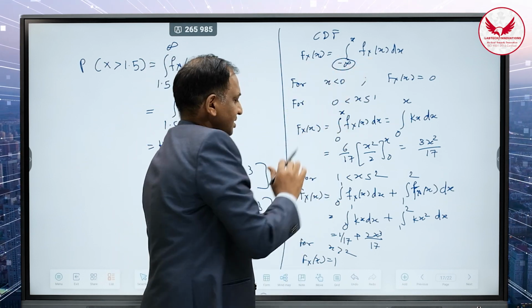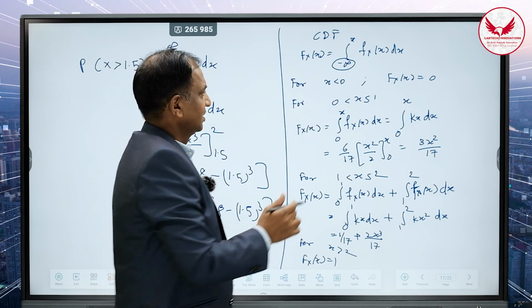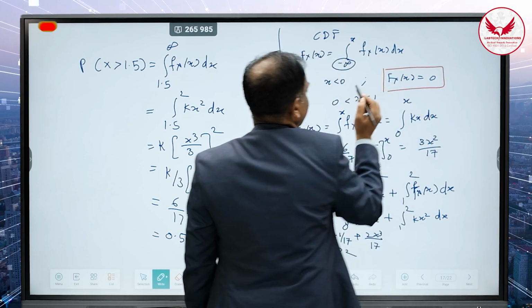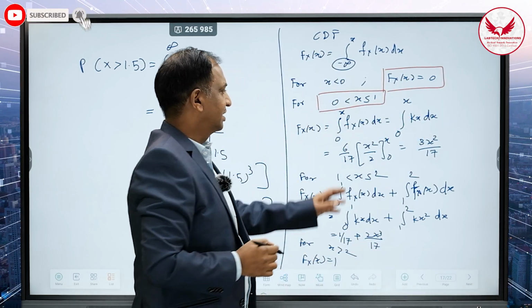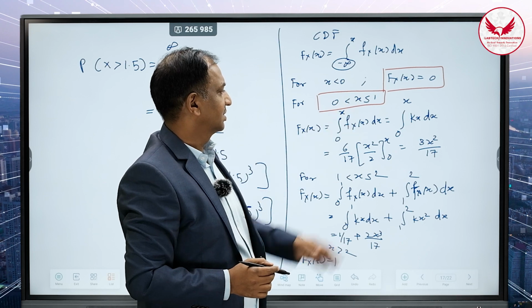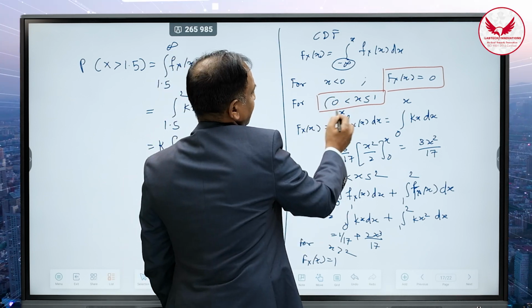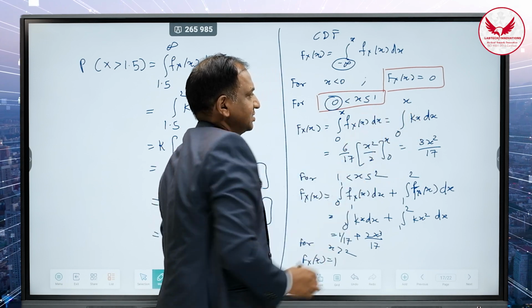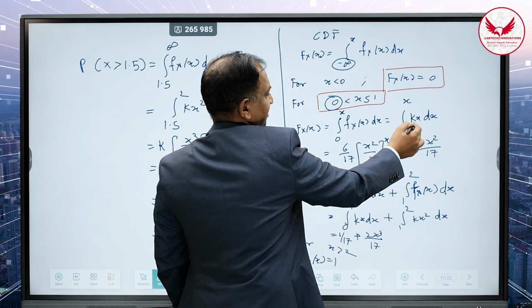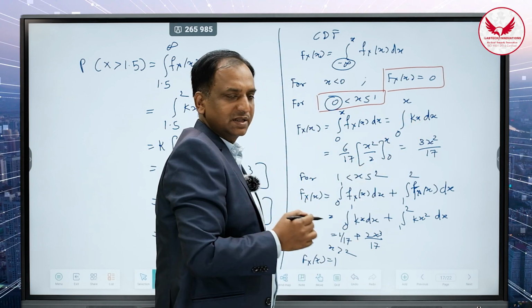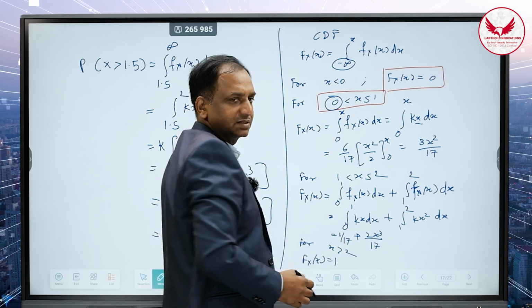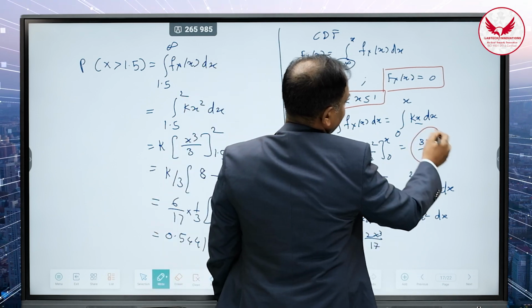CDF is given by F(x) equal to the integration of the PDF, where the lower limit is always minus infinity. There are 4 intervals. One is x less than 0. For x less than 0, the PDF is 0, therefore the CDF is also 0 for these values. For the interval between 0 to 1, the PDF is kx. So F(x) is the integral from 0 to x of kx dx, where k is a constant, 6 by 17. The integration of x is x square by 2, with limit from 0 to x. If you solve, you will get 3x square by 17.